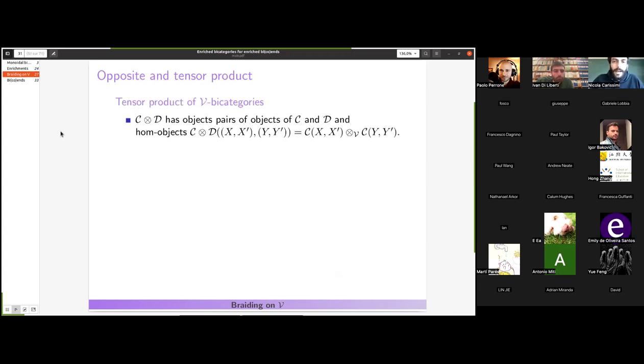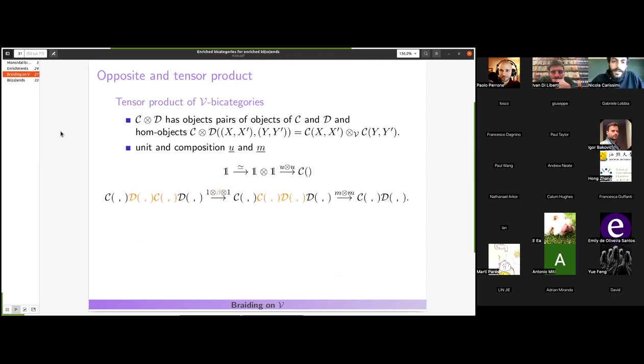Sort of the same thing happened with the tensor product. If we have two V-bicategories C and D, we can consider, as objects, the pairs of objects. As tensor product, as hom object, this tensor product in V of hom objects. Oh yeah, there's a typo, that's D(y, y'). And unit and composition. Here again, the composition needs some sort of braiding.